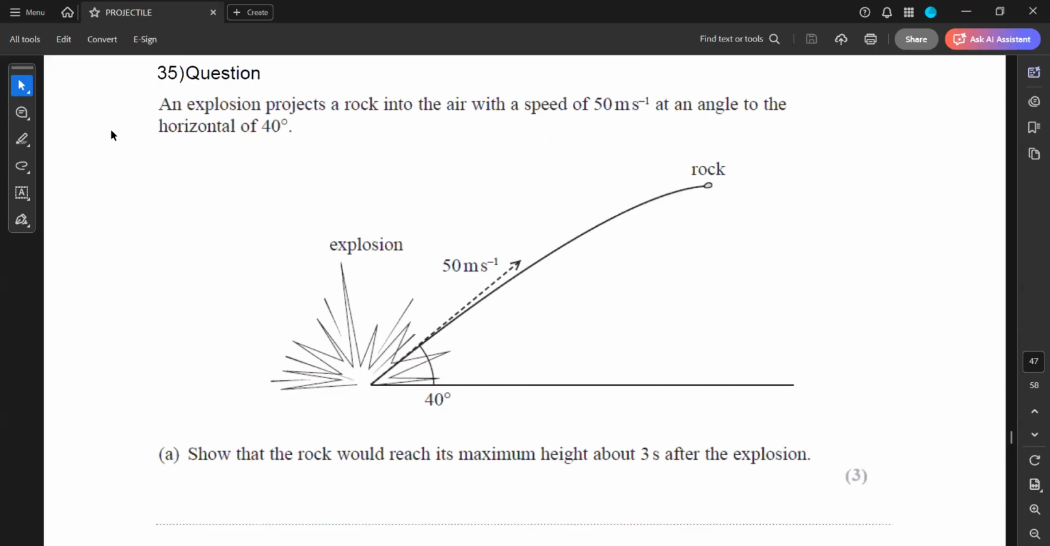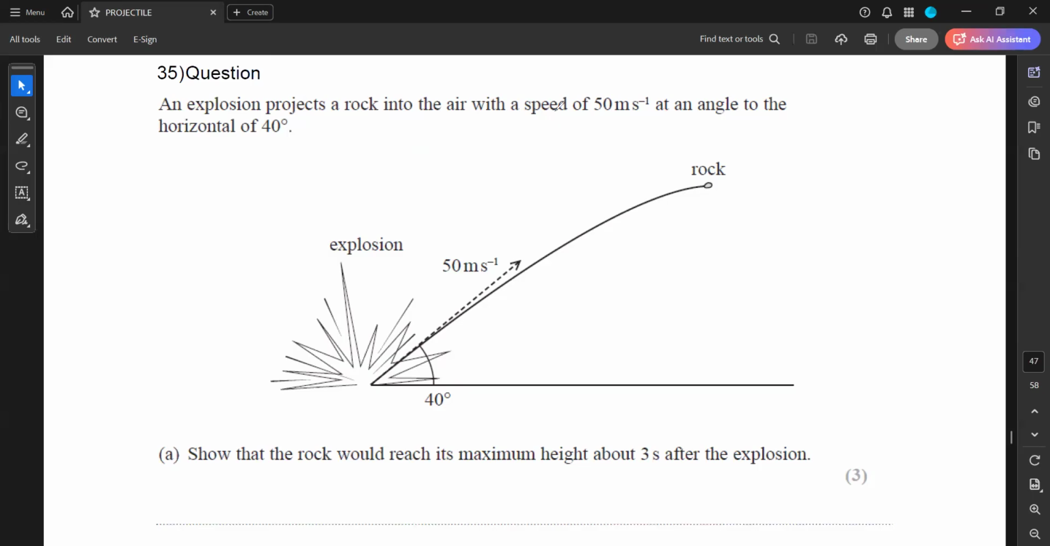The next is: an explosion projects a rock into the air with a velocity of 50 meters per second at an angle of 40 degrees. Show that the rock would reach the maximum height about 3 seconds after the explosion.